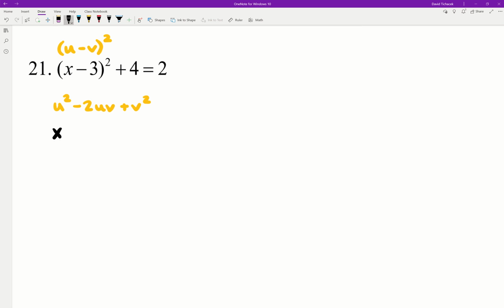So playing the rule of u is x, so x squared minus 2 times u, which is x, times v, which is 3, plus v squared, which is going to be 3 squared, right? And then there is the plus 4 on the other side, on the left-hand side, and that is equal to 2 on the right-hand side.